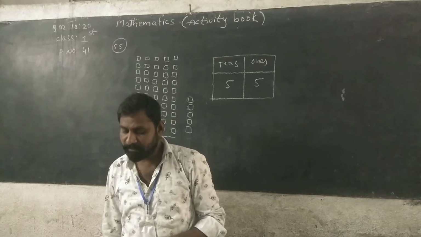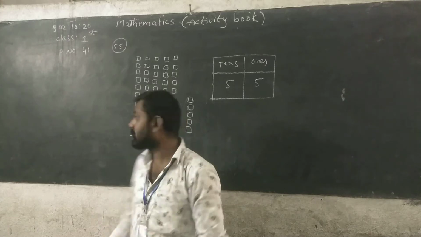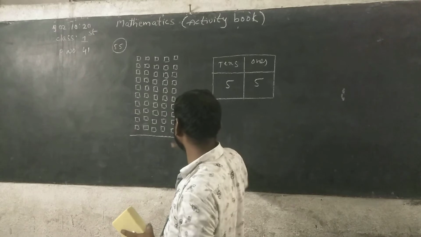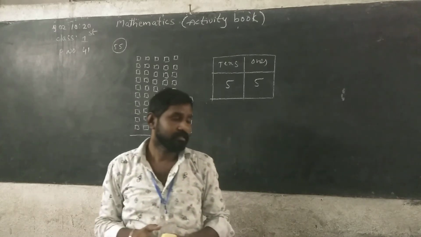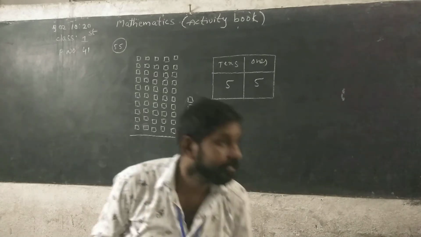Single boxes represent ones. The pile represents tens. Did you understand? The pile represents the tens place and the single box represents only the ones place. So everybody, remember it. Now next.